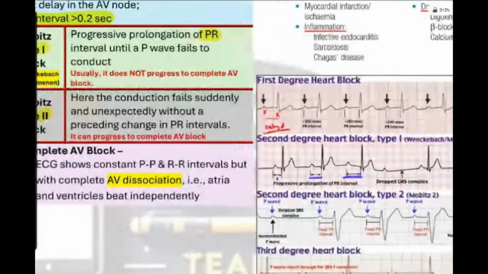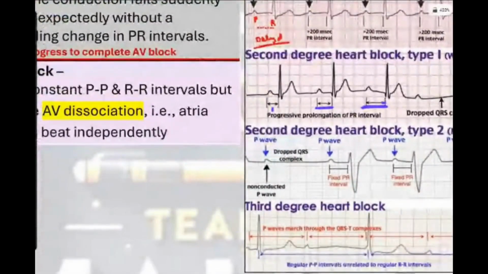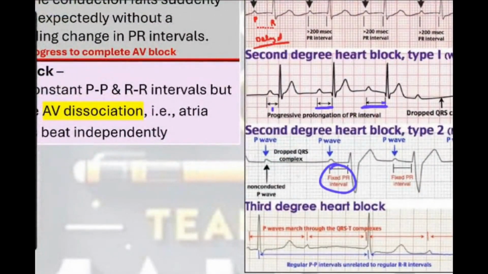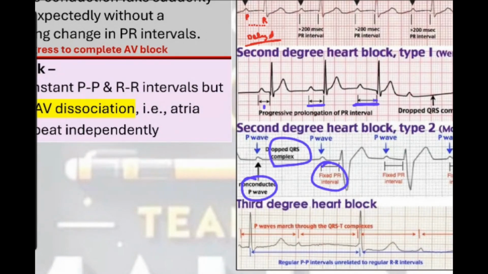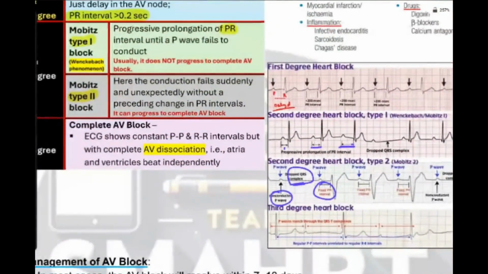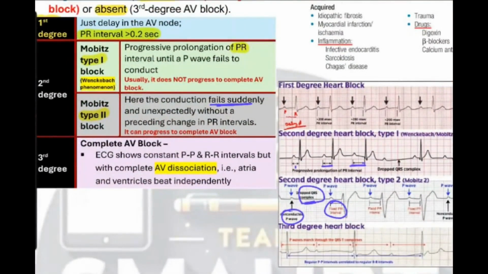In type 2 block, what happens? There are regular, fixed PR intervals, but suddenly no QRS will come. In type 1, slowly the PR interval gets prolonged and then one QRS will not come after a long PR interval. But in type 2, even though the PR interval is fixed, suddenly one QRS complex will be absent. This is type 2 block. Conduction fails suddenly.